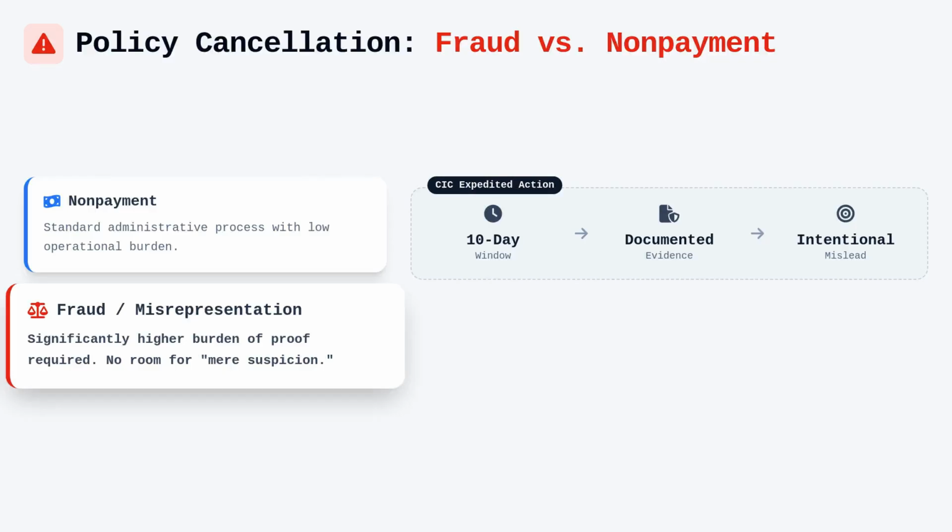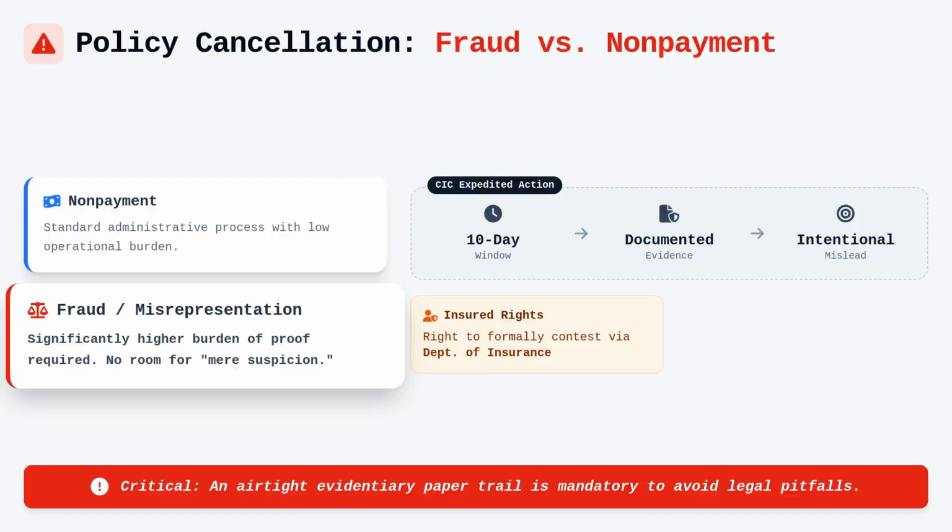Because an allegation of fraud seriously impacts an insured's reputation and ability to secure future coverage, California law provides the policyholder with a clear right to formally contest the cancellation through the Department of Insurance. If the insurer proceeds with an expedited fraud cancellation without an airtight evidentiary paper trail, the company exposes itself to severe legal pitfalls, including wrongful cancellation lawsuits and regulatory sanctions.